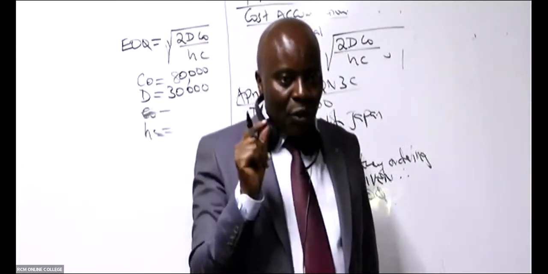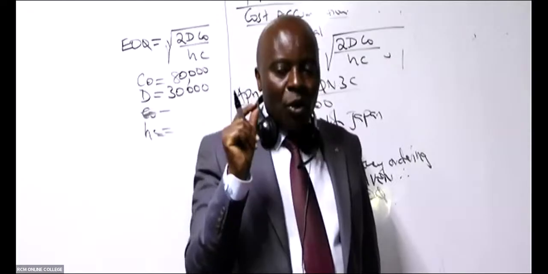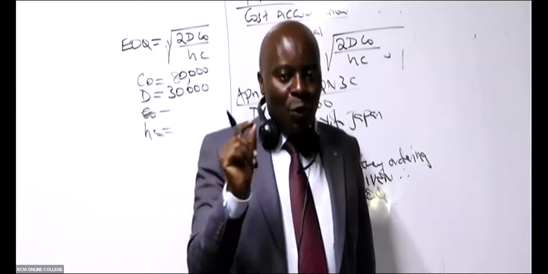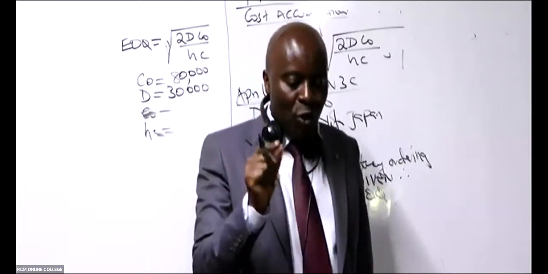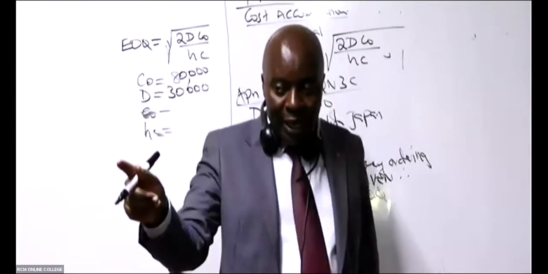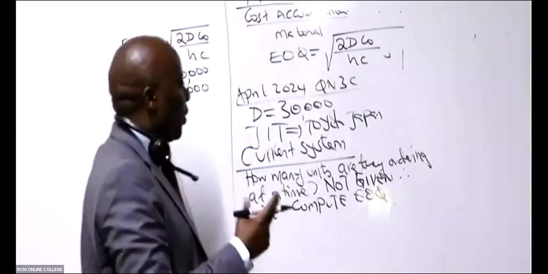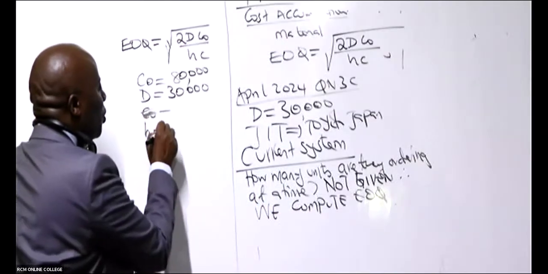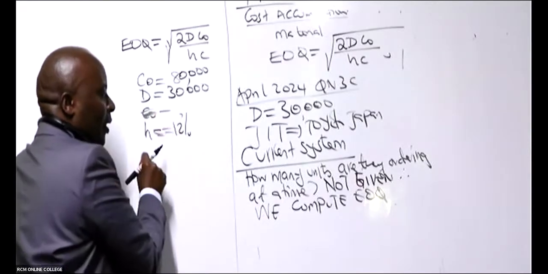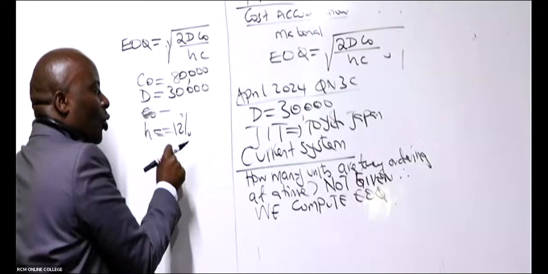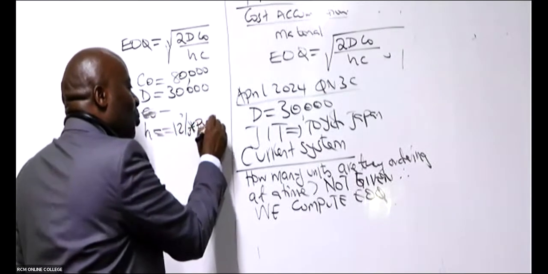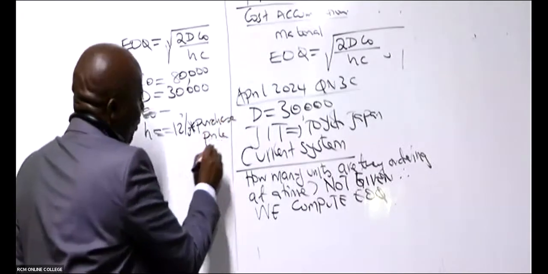For the current system, have they given me the holding cost? What is given there? Or do we say when the holding cost is given as a percentage, we multiply it with what? The purchase price. That is what we agreed. Thank you so much. So the holding cost is given as 12%. It can never be left like that. Holding cost is in Kenya shillings. So if it is given in form of a percentage, always multiply it with the purchase price.